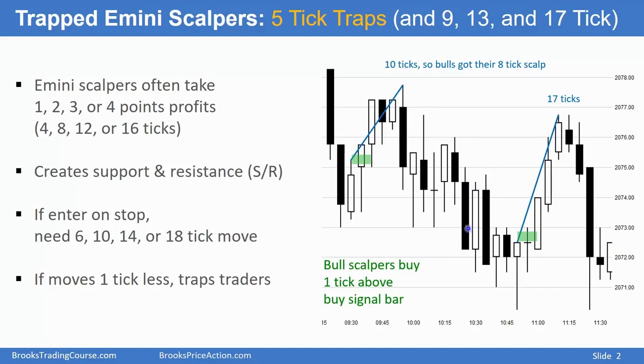Traders looking at this saying, well, maybe it won't quite make 4 points. I'll place a limit order 1 tick lower. And that's part of the reason why the market will go to the 17 ticks and reverse down. You'll have some bulls exiting with 1 tick smaller profit.